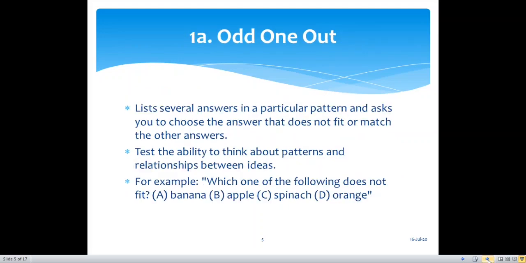Odd one out. This type of question lists several answers in a particular pattern and asks you to choose the answer that does not fit or match the other answers. It tests the ability to think about patterns and relationship between ideas. For example, which one of the following does not fit? Banana, apple, spinach, and orange.